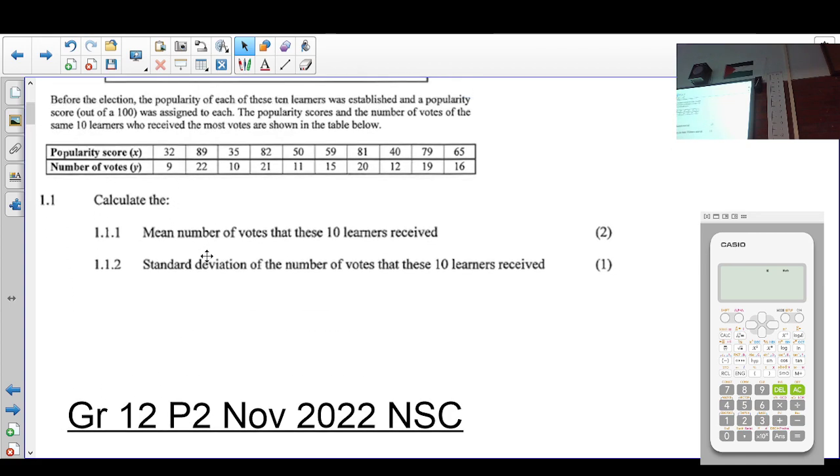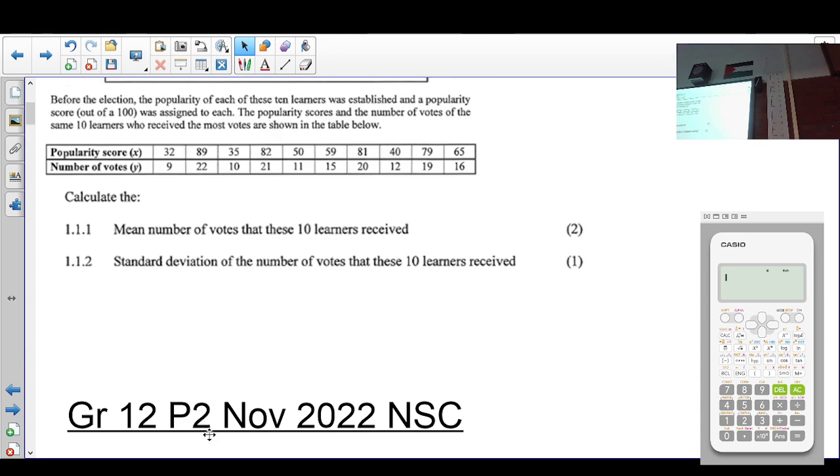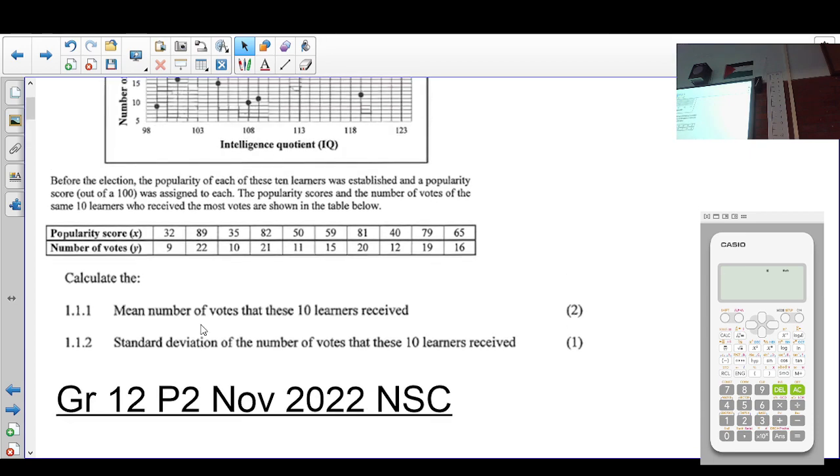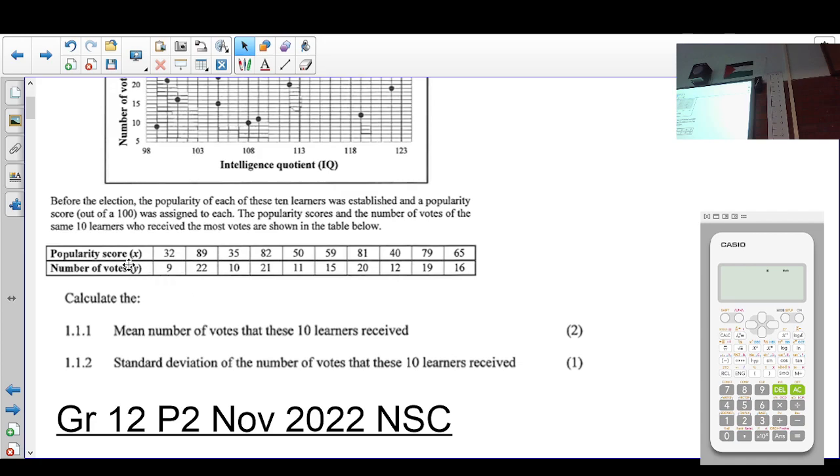We are told to calculate the mean number of votes that the 10 learners received. So the number of votes will be drawn from here. The next question deals with the standard deviation of the number of votes. To calculate the mean, I can add it all up and then divide by 10. However, since the second question is dealing with the standard deviation, which I need to do from the calculator anyway, I'm going to program the calculator to give me both values.